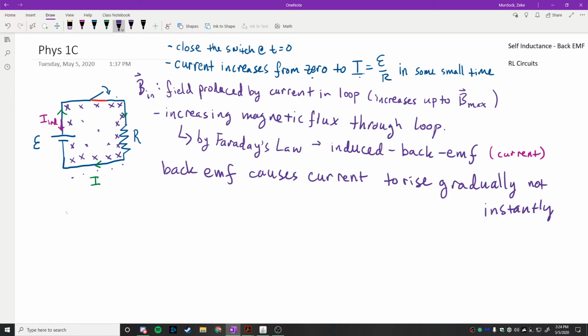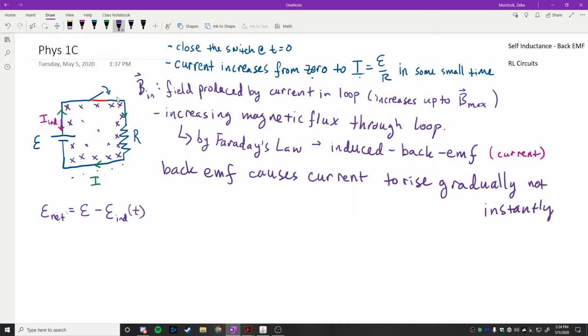Think of EMF as a force, right? That's why we call it EMF. It's electromotive force. So you've got the EMF of the battery pushing forwards, and you've got the EMF that's induced pushing backwards. But the net EMF, at any moment in time, would be the difference between those two, right? So if we know what the EMF of the battery is, that's E, and you subtract from that the induced EMF, at any moment in time that will give you the net EMF. But the induced EMF is going to be a function of time, right?